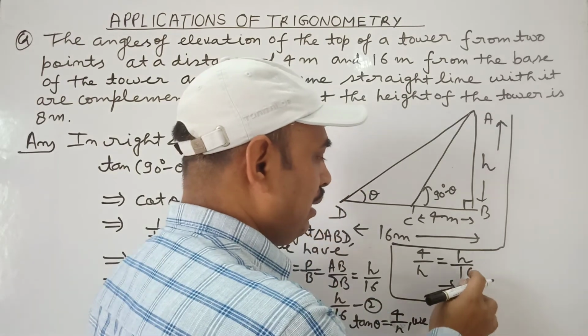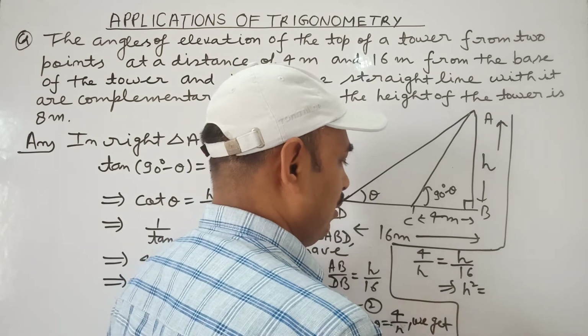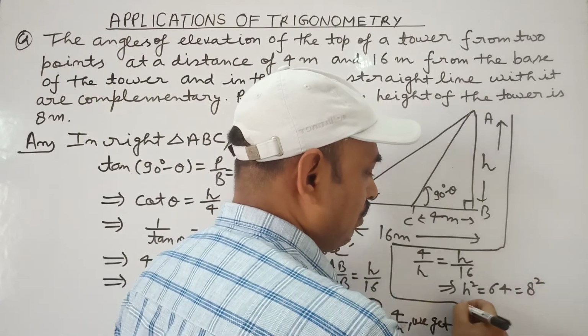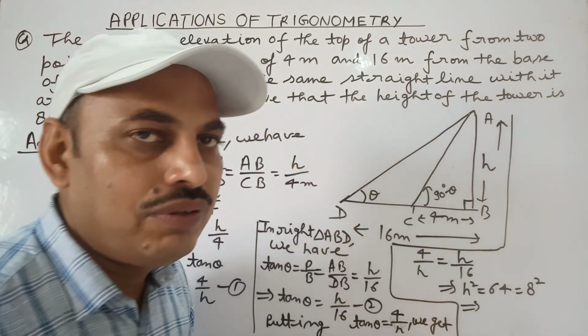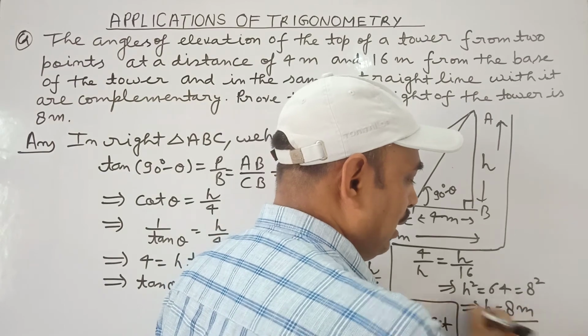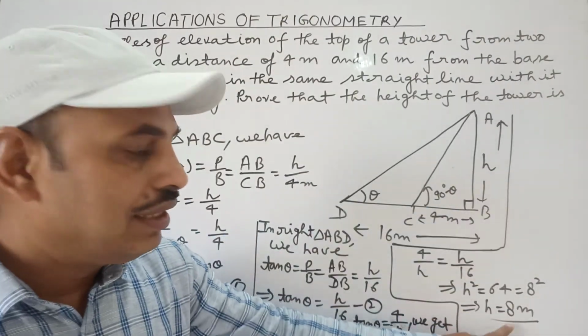By cross multiplying, h into h is h square, 16 into 4 is 64, and 64 is 8 square. Taking square root of both sides, h equal to 8 meter. So height of tower is 8 meter.